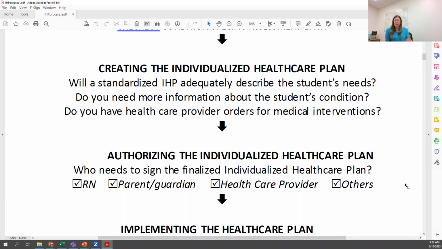So if I have a kid who has a seizure disorder, and I know that at least once a month, they're probably going to have a seizure based on doctor's orders, that's one of the first IHPs I'm going to be writing up, so that the staff and teachers are aware this is a possibility that this could happen. This is what we need to do if this were to happen.